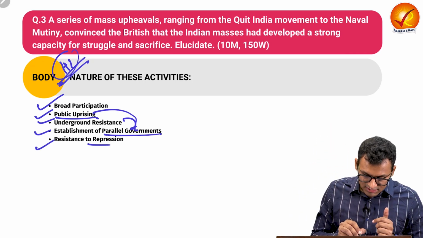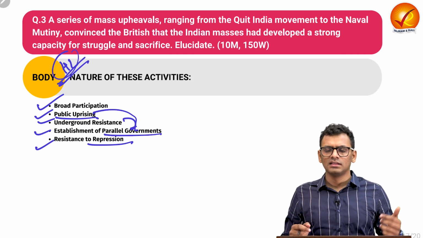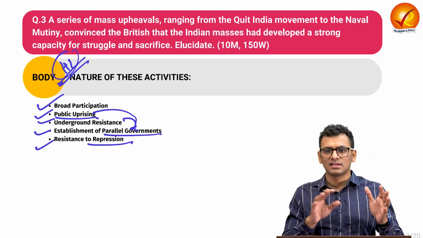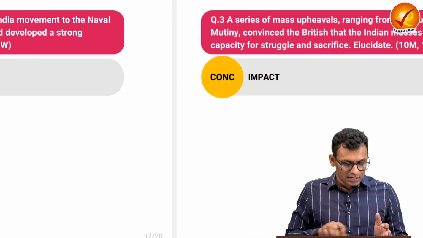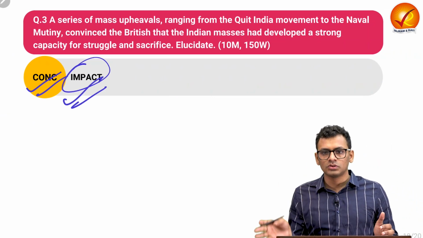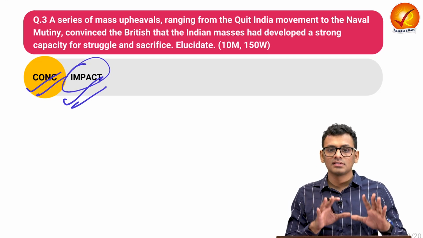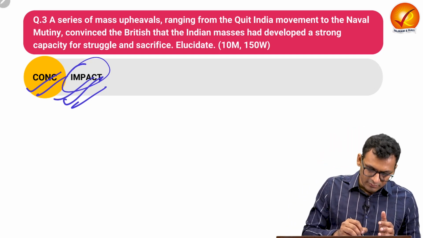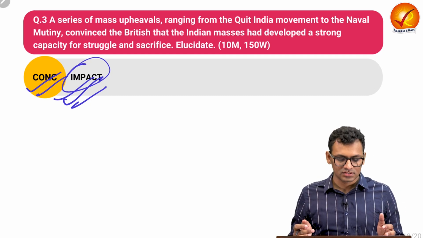And lastly, resistance to repression, like we witness how towards the end there was active resistance towards any kind of repression from the British side. So this is something you can talk about as the nature of activity. In the conclusion, you can talk about how those series ultimately led to the freedom of India in 1947, and thus this was the way through which British were convinced that Indian masses have now developed a strong capacity for struggle and sacrifice.